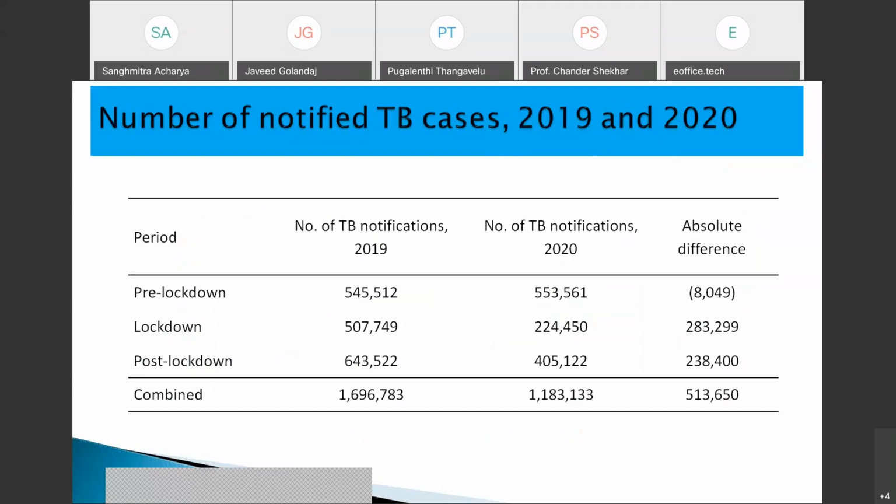Then these are the absolute numbers by pre-lockdown, lockdown, and post-lockdown time periods. In the absolute difference, we can see that in the pre-lockdown period, as compared to 2019, around 8,000 more TB cases were reported in 2020. Whereas during lockdown, more than 2,80,000 fewer cases were reported. And when considering post-lockdown, even then more than 2,38,000 fewer cases were reported compared to 2019.